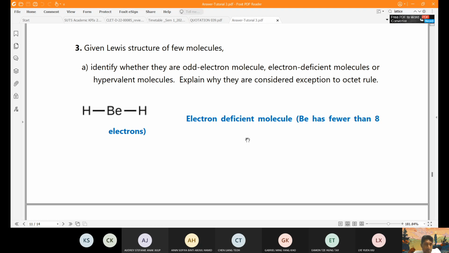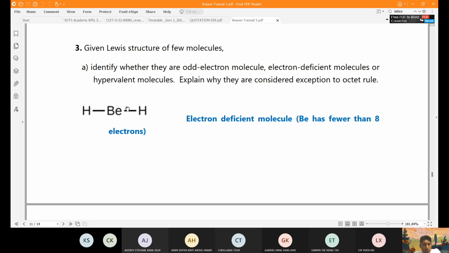Question number 3 says: identify whether they are odd electron molecules, electron-deficient molecules, or hypervalent molecules. Explain why they are considered exceptions to the octet rule. Here is beryllium hydride, this is beryllium. If we look at the periodic table, we see that beryllium is in group 2, so it has electron deficiency, or it can be said to be an electron-deficient molecule.